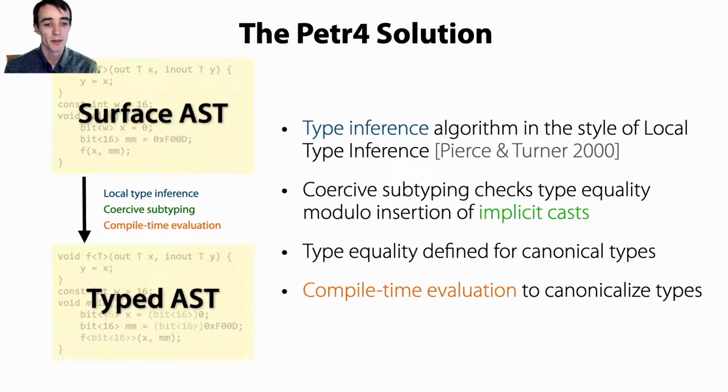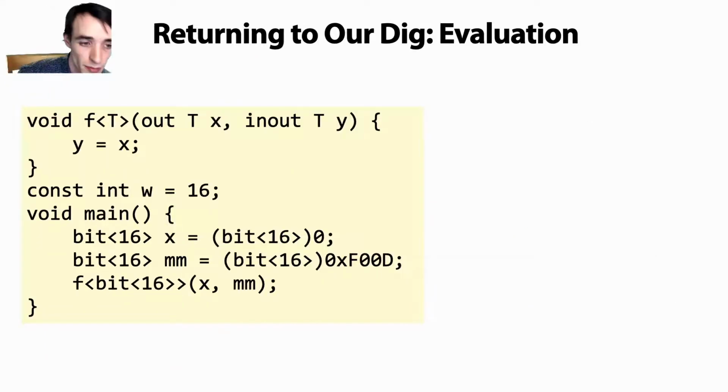Returning to our example, and this is just a taste of what goes on in the type checker, of course. There are more issues that came up, some of them less interesting. Returning to the dig, how are we going to evaluate this program now that we've type checked it and spelled out all the type arguments and whatnot?